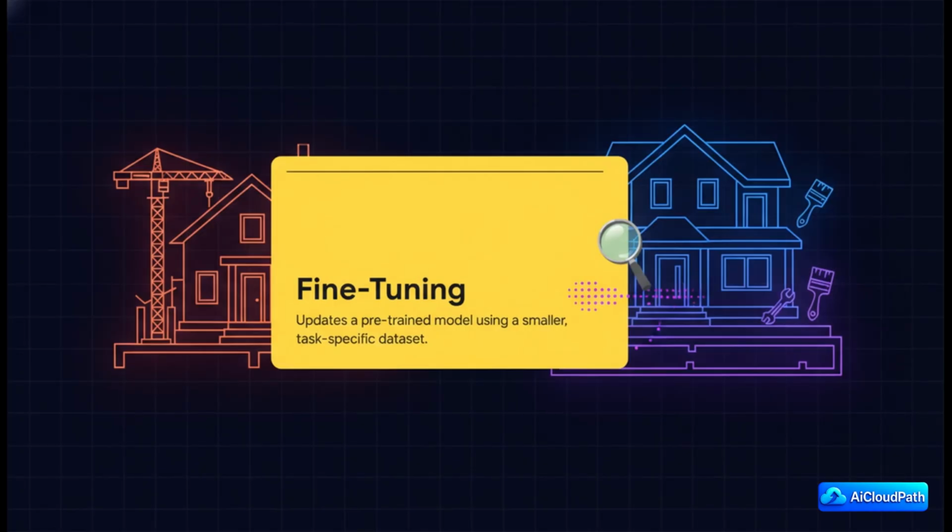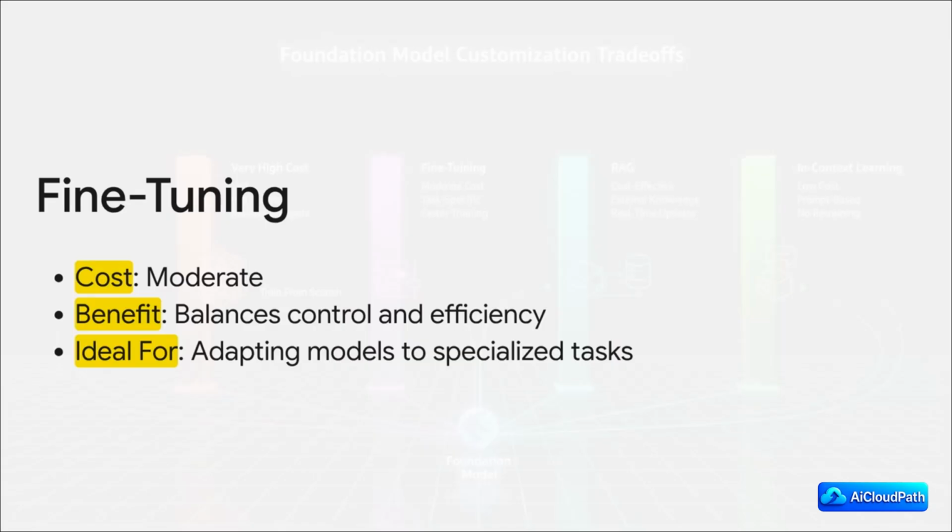Okay, so if pre-training is building that house from scratch, our next option, fine-tuning, is more like a major renovation. You start with a really solid pre-existing structure, that's the foundation model, and then you customize it, teaching it a very specific new skill for your purpose. So the big deal here is all about efficiency. Because you're starting with a model that already knows a ton about the world, your costs and your training time drop way, way down compared to pre-training.